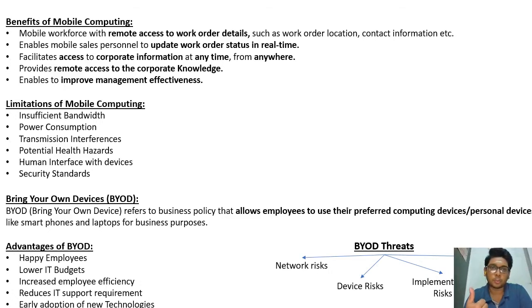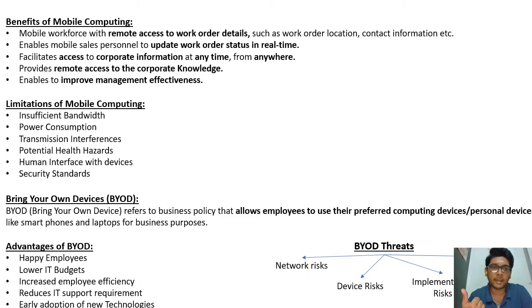First, remote access to work order details. The salesman will get updated work order status in real time. Next, access to corporate information anytime, anywhere. Fourth, remote access to corporate knowledge. Next, improve management effectiveness. What are the limitations of mobile computing? There are 6 limitations of mobile computing.